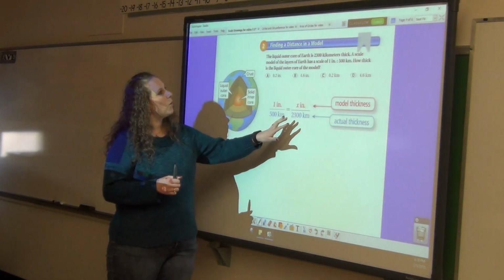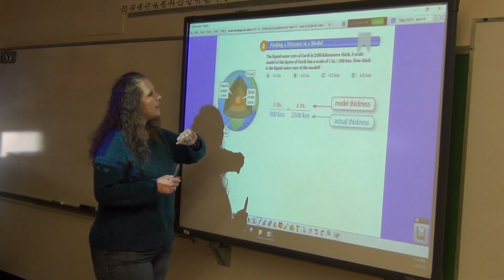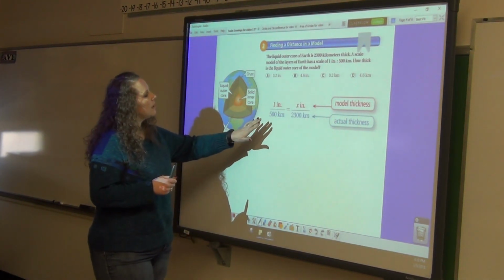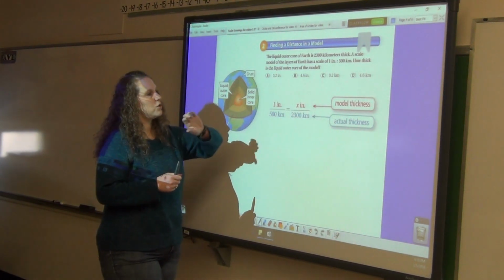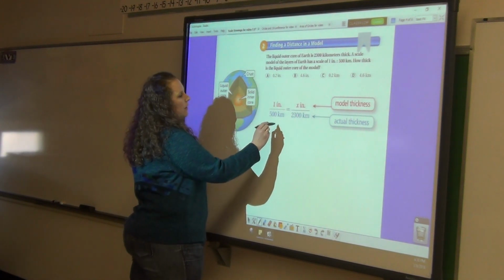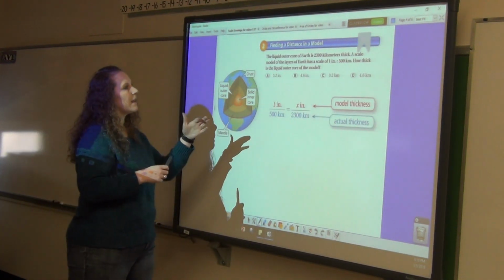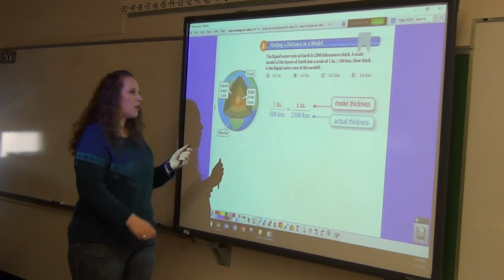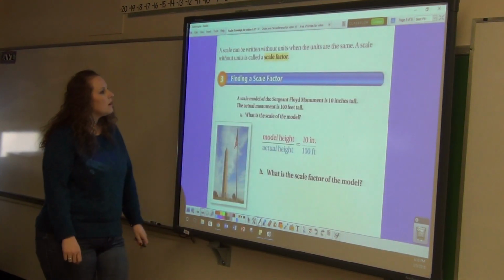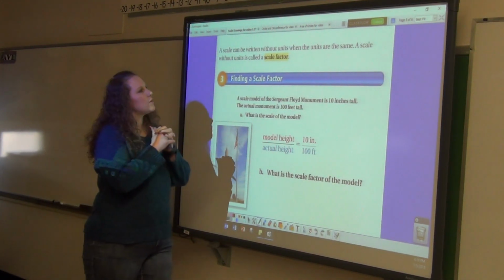It says the Earth's core is 2,300 kilometers thick, and we're trying to find out what we should use for the thickness of our scale model. Our scale is 1 inch to 500 kilometers, so we can use that and solve for how thick our model should be. This one is a little bit different.